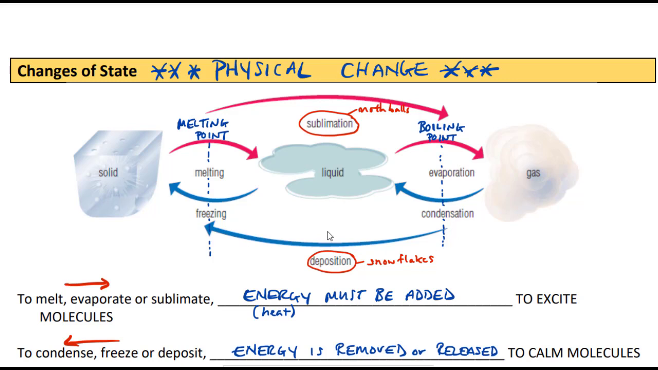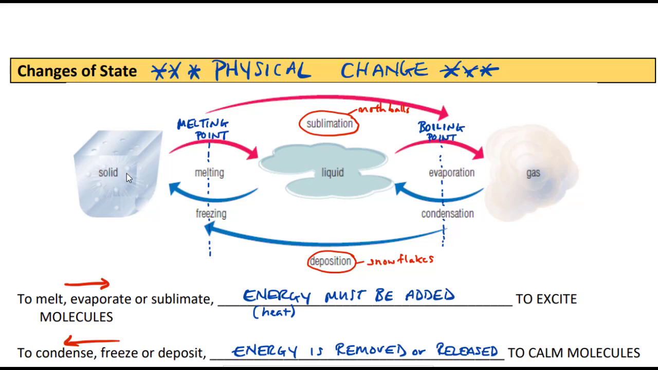So you can skip, you don't always have to have rain and then it become some kind of ice, something falling from the sky. You can go straight to a snowflake from the gas. Please be very good on these terms: melting, evaporating, condensing, freezing, and the sublimating and deposition part.